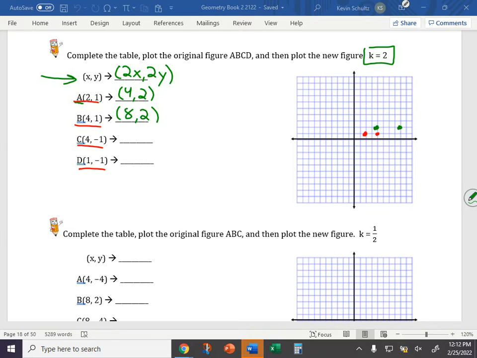Point C is at 4, negative 1. So 4, negative 1 is going to be right there. And what is my new point C going to be, applying that scale factor of 2? 8, negative 2. Right? Double the x value, double the y value, and we get 8, negative 2.